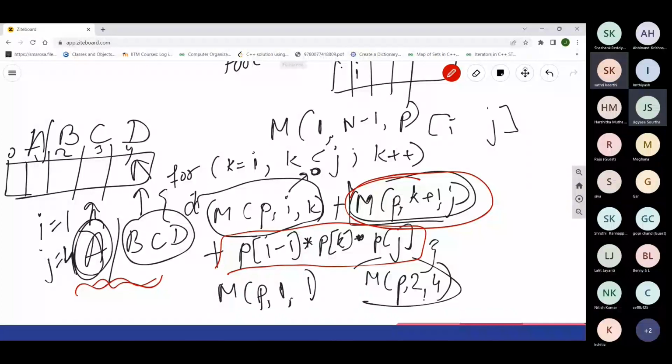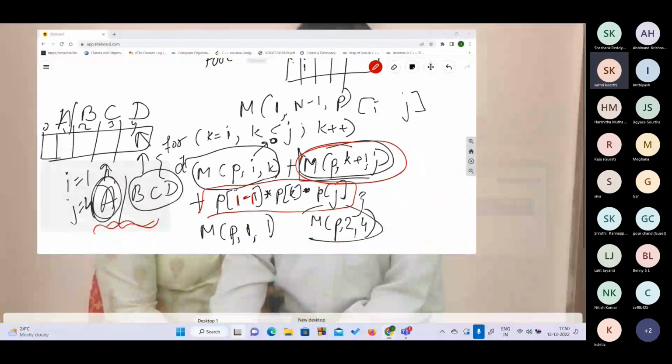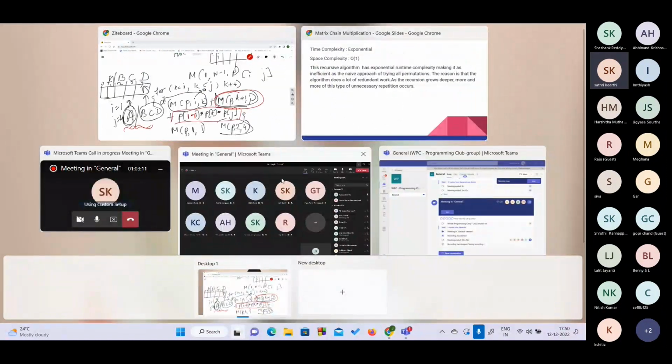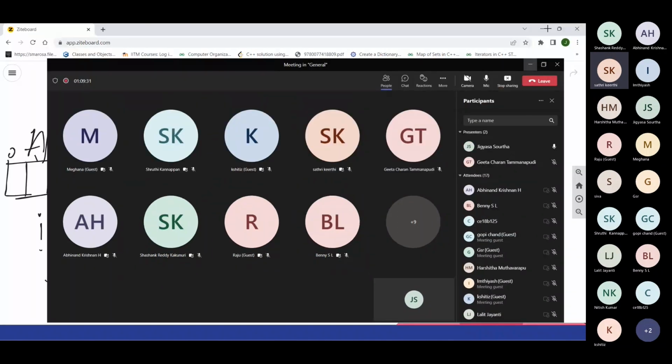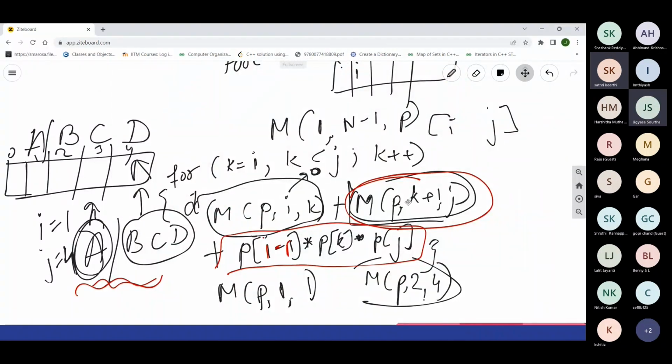So, okay, can someone tell why it is i minus 1 instead of i? Is it right? Anyone? Or is the naive approach clear to everyone? Does anyone have any doubt? I guess no.